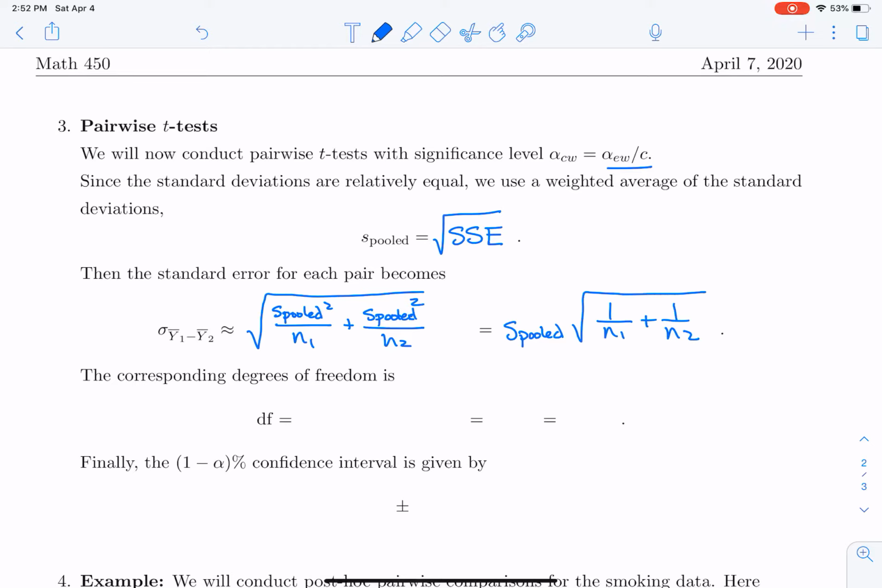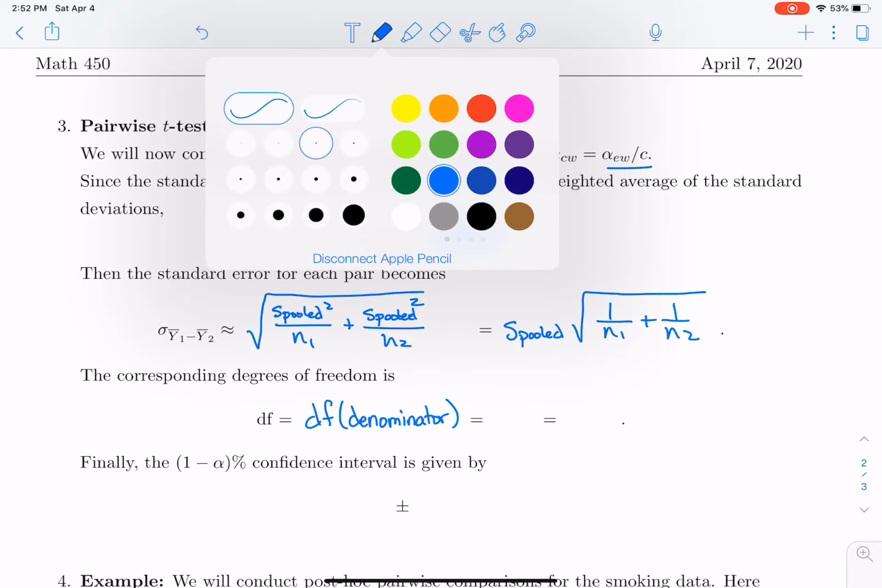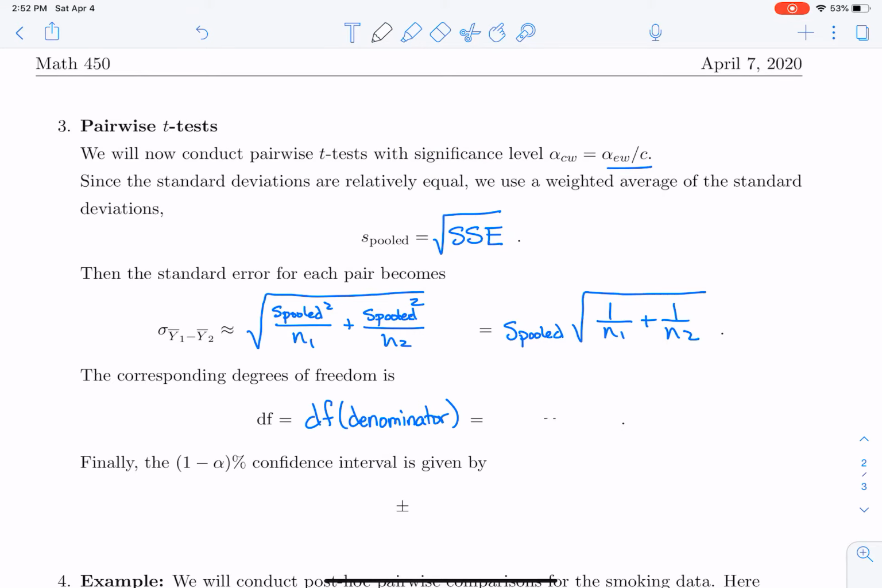Now, the degrees of freedom for this problem is going to be the degrees of freedom within. So that is going to be the denominator degrees of freedom. And that degrees of freedom for the denominator we saw was n minus k.